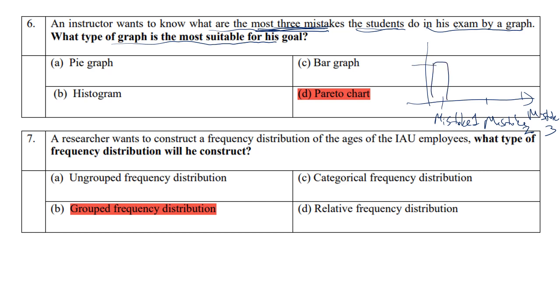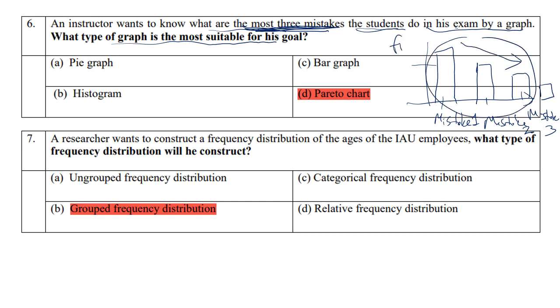This is how many students did it. But we want to see the most three. So the most means the biggest one, then the small one, then the smaller one. So we want it to look like decreasing heights. Okay, like this one, then this one, and then this one. So we want to see the most three. It has to go decreasing.